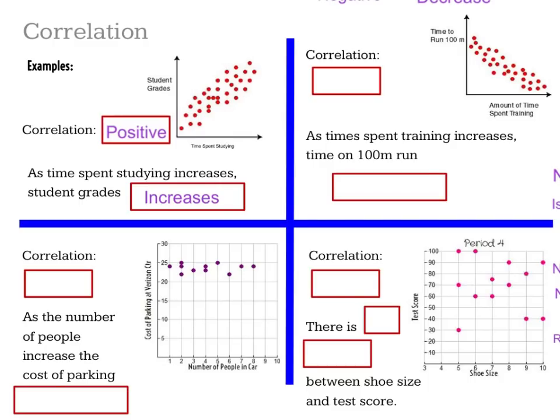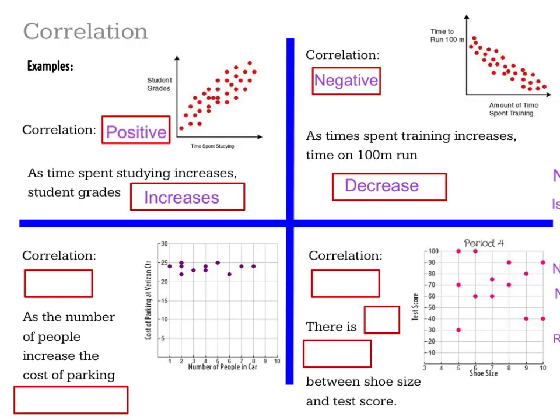Now let's take a look at the upper right-hand corner. This correlation is what we call negative. As time spent training increases, time on the 100-meter run decreases. So, as one thing goes up, the other thing goes down. This is what we call a negative correlation.